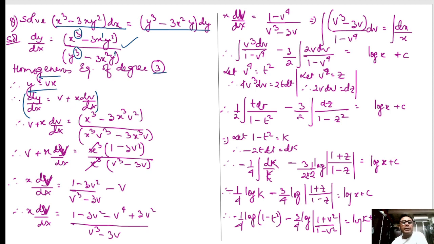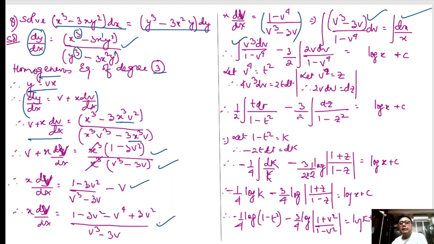Now in place of dy by dx, here is the v plus x dv by dx, so replace this with this. And in place of every y, put v into x. So we get this. Take common, it comes out. Now plus v goes on this side, you solve it and you get this part. Now separate the dv and the dx and give the integration sign.